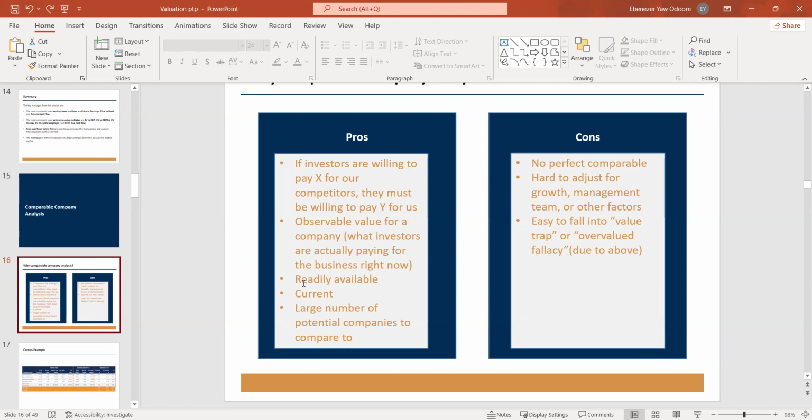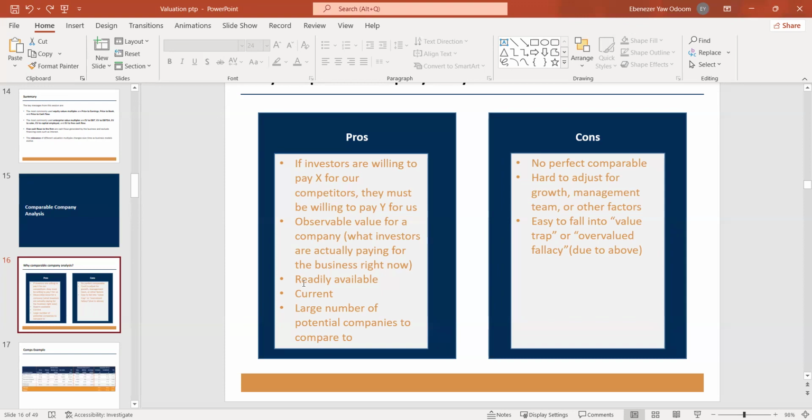Because at the end of the day, you look at the size of the company and the analysis and all of that. So let's say if GCB, which has over 180 branches, investors will be willing to pay, let's say, 5 Ghana cedis. Then you can say that Access Bank, which has under 100 branches, investors may be willing to pay, let's say, 4 cedis, right? So it makes sense.